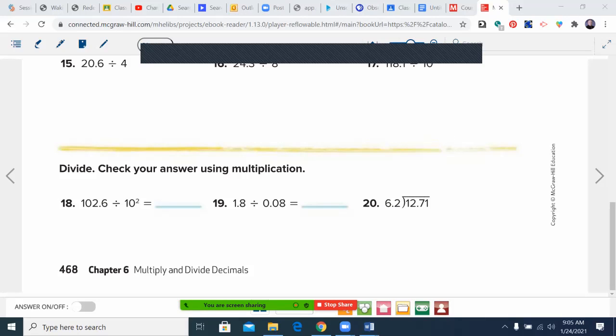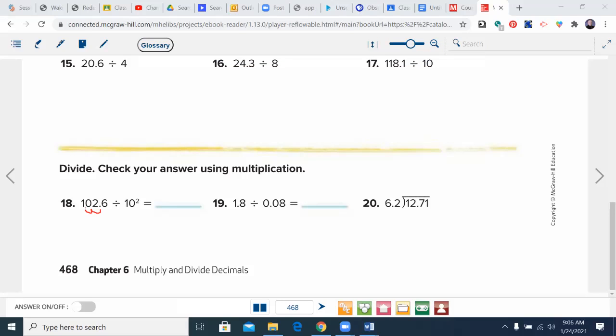So I start out here. I'm dividing by 10 to the squared, or 100. That actually tells me I just have to move my decimal place 1, 2 spots. So now my decimal is going to come after the 1. So it's 1.026. Very simple here.